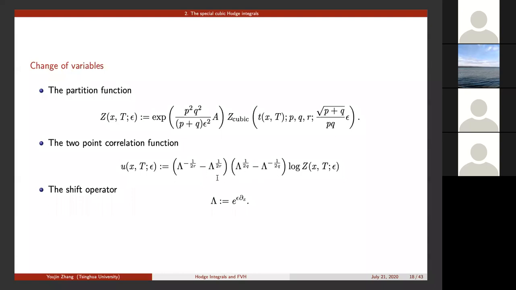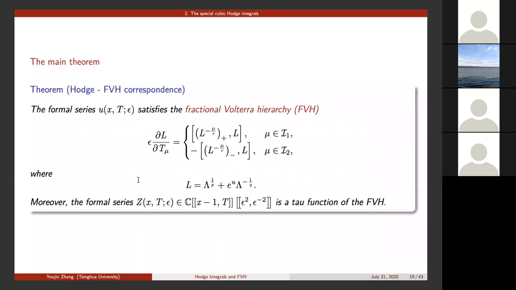Actually, you can write this capital Lambda as the shift operator along this X variable. And we take these two factors, which give dx square plus something. So this is a generalization of our previous definition of the two-point correlation function U. In this way, we obtain this function U. And the claim is that this function U is a solution of the so-called fractional Volterra hierarchy.